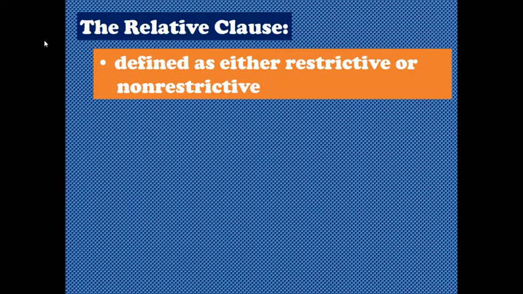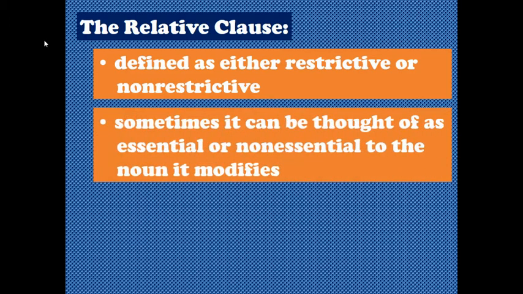So a relative clause is defined as either restrictive or non-restrictive. And so you can think of this also as being essential or non-essential. It's the way that I was taught. If you like saying, hey, this is essential or this is non-essential, it's the same thing as saying it's restrictive or it's non-restrictive. Basically what it means is how important is it to the noun that it modifies. So it has very little to do with the actual clause. It has everything to do with the noun that it's describing.